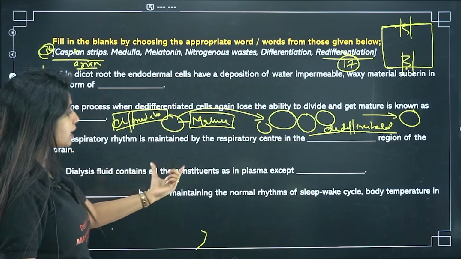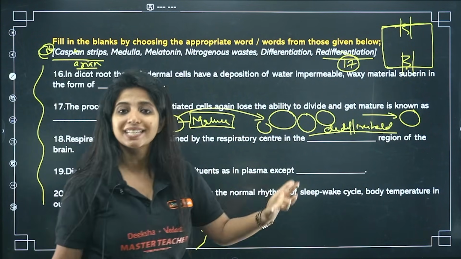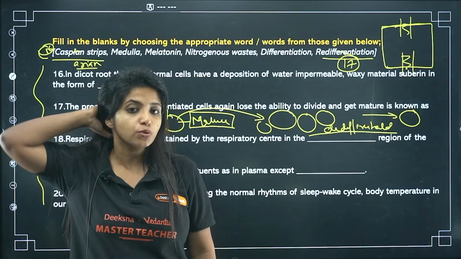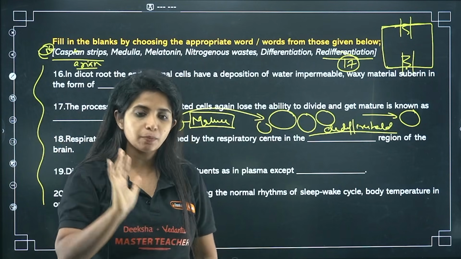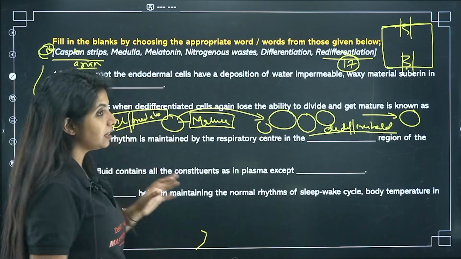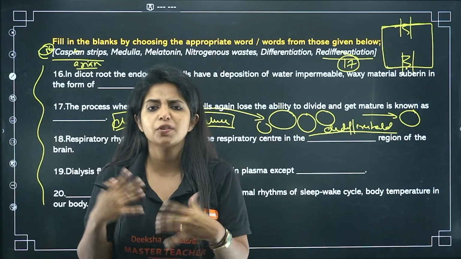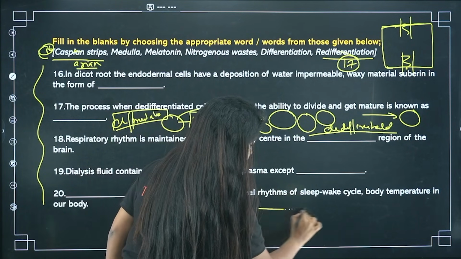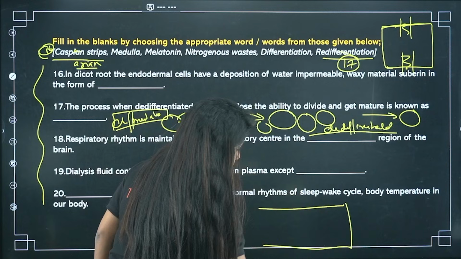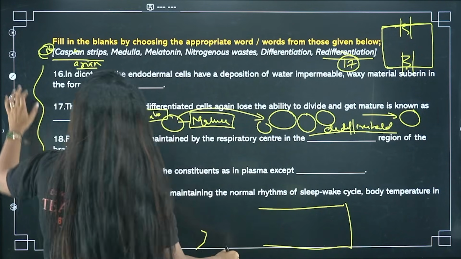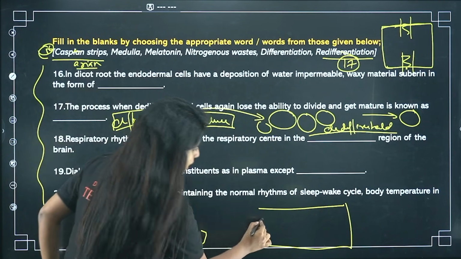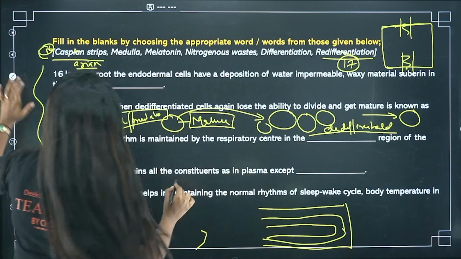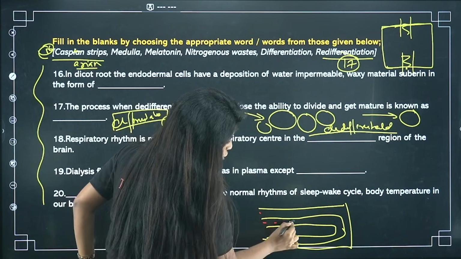Now, dialysis fluid contains all the constituents as in the plasma except... So listen, dialysis happens for the patients whose kidney is not working properly, who has some trouble with the kidney. The role of the kidney is to remove nitrogenous waste such as urea, uric acid and things like that. So when someone is doing dialysis, what is going to happen? They have a chamber made like this and there will be fluid, and they will be having some structures like this through which the blood is going to pass.